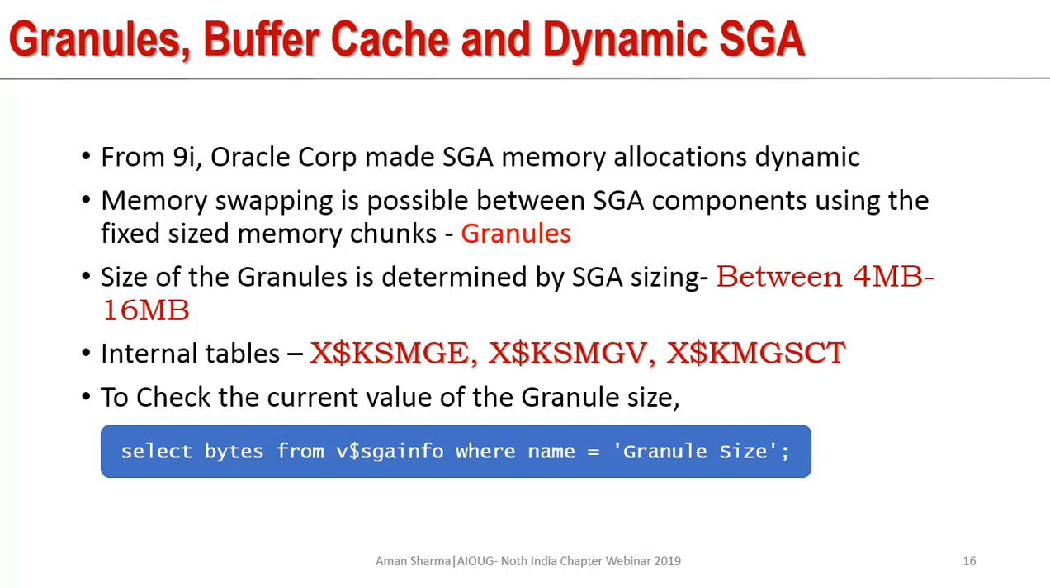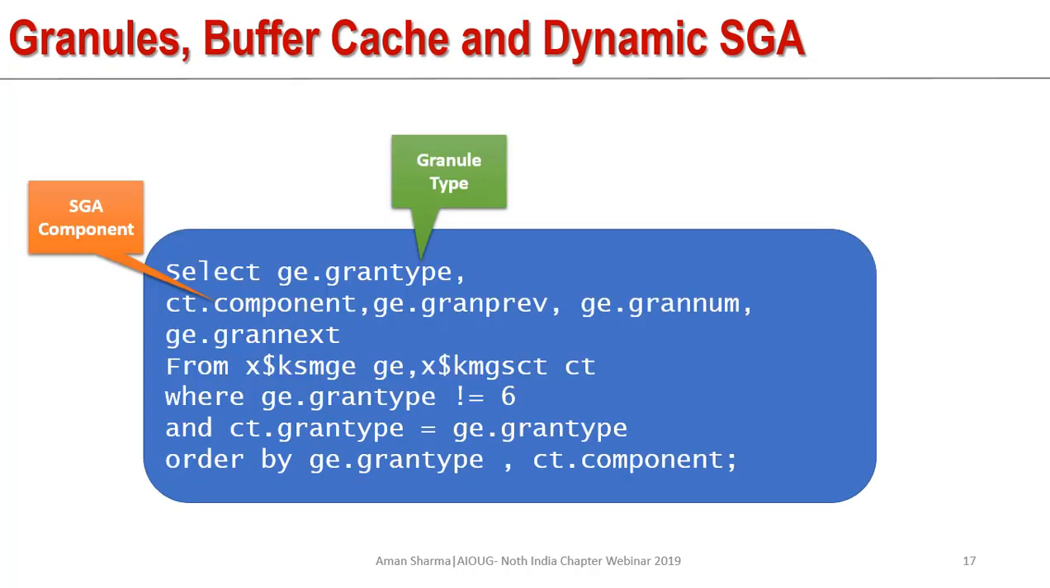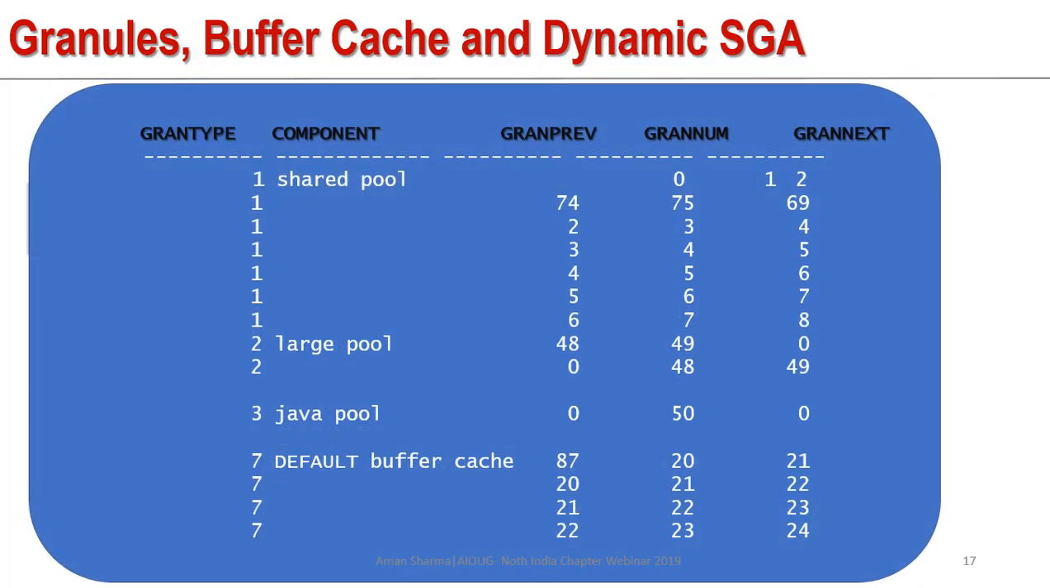Now, a granule is going to hold the memory components of different memory structures in your system, and this is a query which you can use to see which component of the SGA has which type of granule available. You can see that this is an example of different memory structures in the system which have chunks of granules available, and there is a sort of linked list available in the memory, which tells you how the particular structures are going to have their next granule available to them.